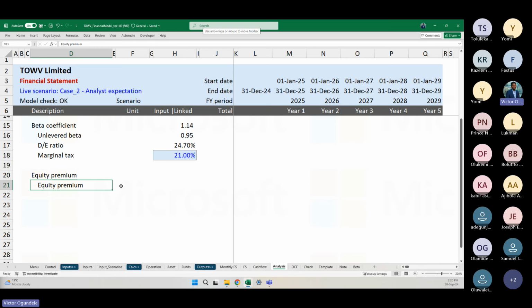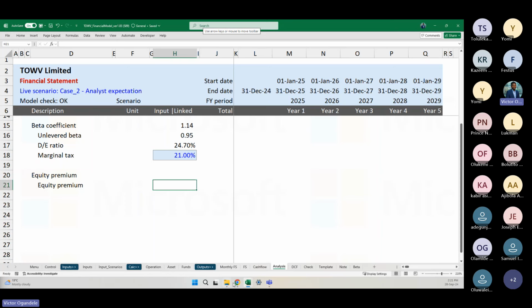Okay? And that's one of the reasons it's always good to download the right data when you are downloading it. Now, for us to get our equity premium, we need data that contains country and equity premium, which we need.